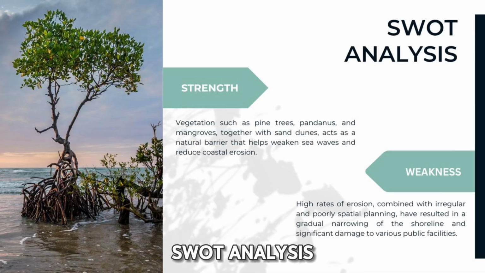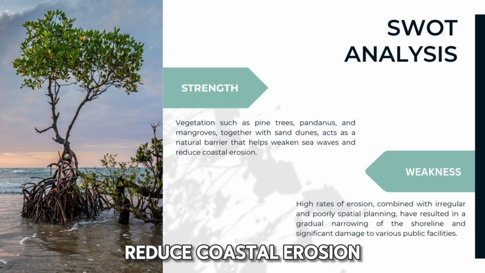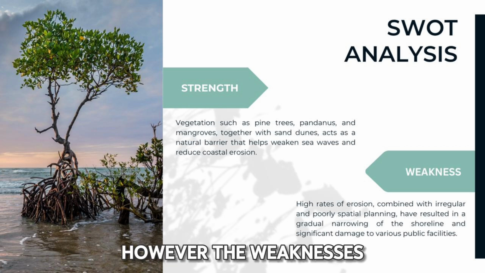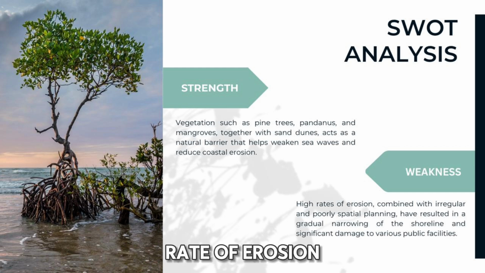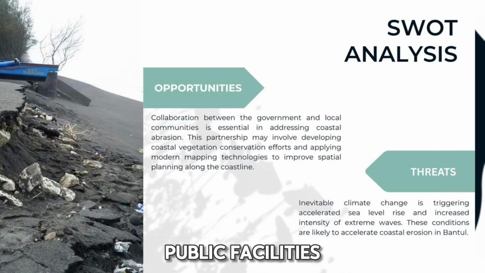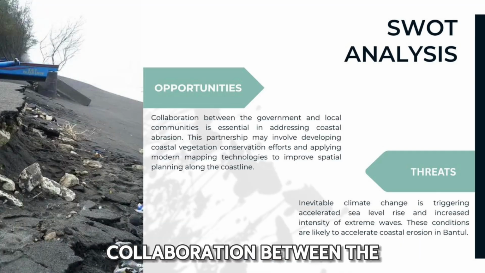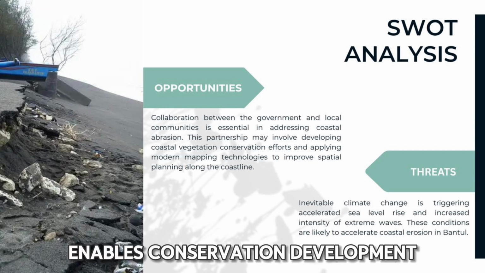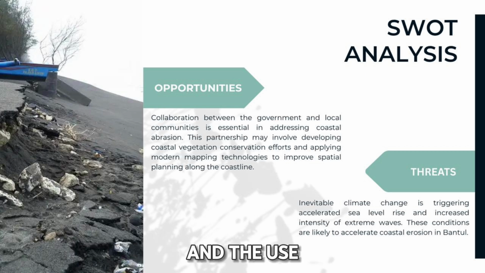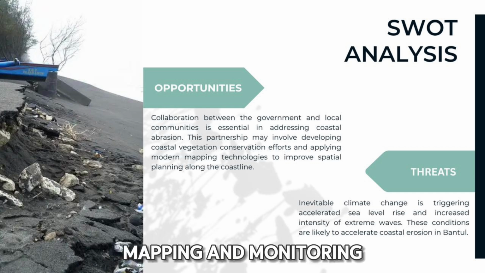Based on a SWOT analysis, the strengths lie in vegetation such as pine trees, pandanus, and mangroves, which, together with sand dunes, act as a natural barrier that helps weaken sea waves and reduce coastal erosion. However, the weaknesses are the high rate of erosion and the lack of coastal spatial planning, resulting in a narrowing coastline and damage to public facilities. On the opportunity side, collaboration between the government and the community enables conservation development and the use of modern technology for coastal mapping and monitoring.